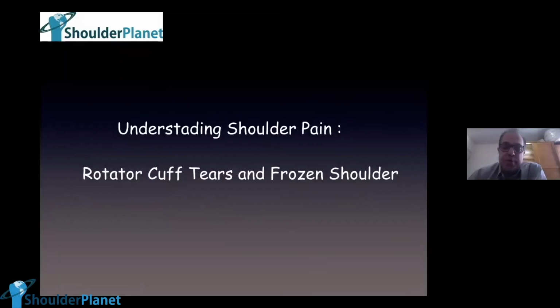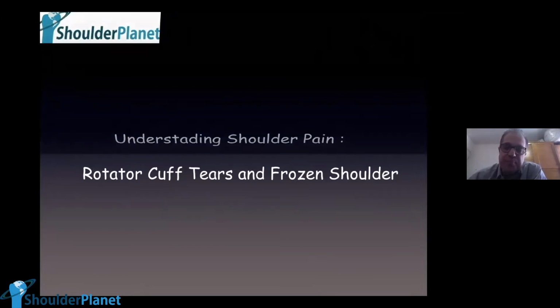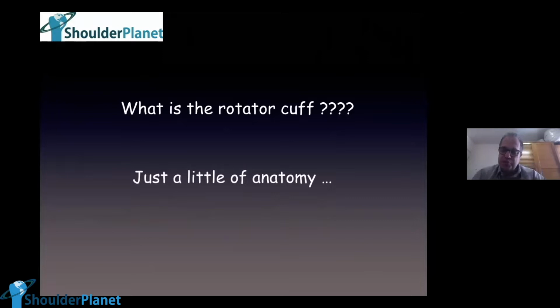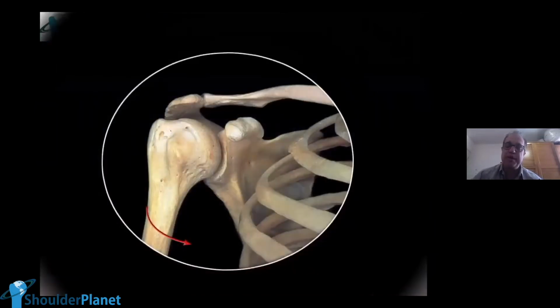So let's talk a little bit about cuff tears and frozen shoulder, which is something I deal with almost every day. So what is the rotator cuff? Well, I'm just going to talk very shortly about anatomy. I'm talking not to doctors, but to the population, so let's understand just very simple aspects of anatomy.